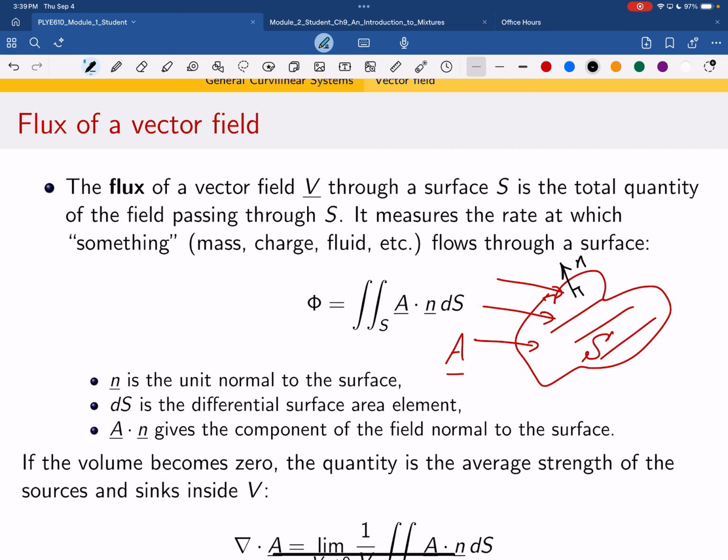So think about a sphere. If you want to find the flux of some quantity, let's say heat flux, for some reason you have a heat source at the center of the sphere, and you want to see what is the flux that goes out. How much heat is going out as a summation.